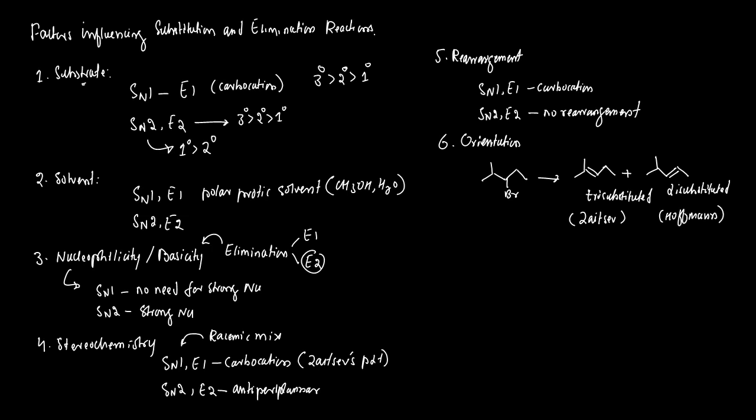Usually the Zaitsev product forms in major proportion because it reflects a stable alkene. So this is an elimination reaction. Usually this is a question of regioselectivity, which tells where the double bond will form. So at this position the double bond will preferentially form because it gives the stable tri-substituted or Zaitsev product in major proportion.